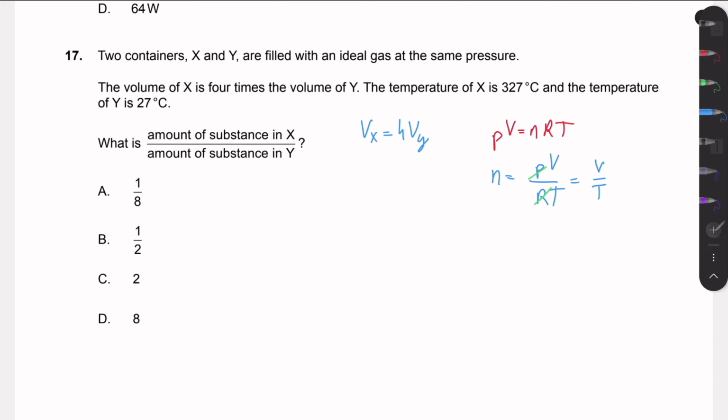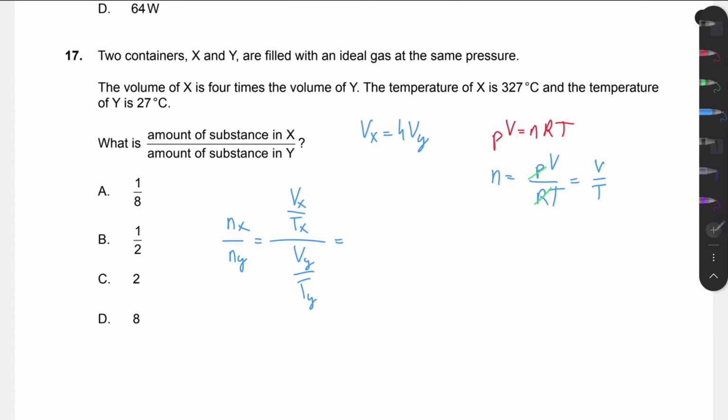Whenever we only talk about ratios, we can usually cancel out whatever's constant, as they would just be on the top and on the bottom, so they're gone anyways. So we need to do Vx over Tx divided by Vy over Ty. This will be Nx over Ny.